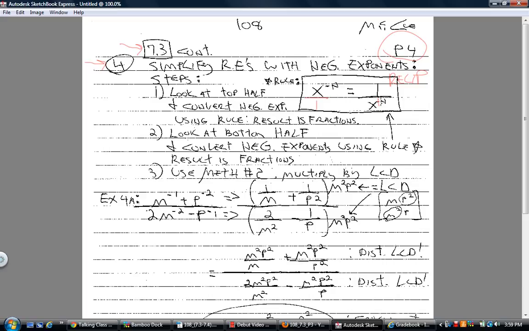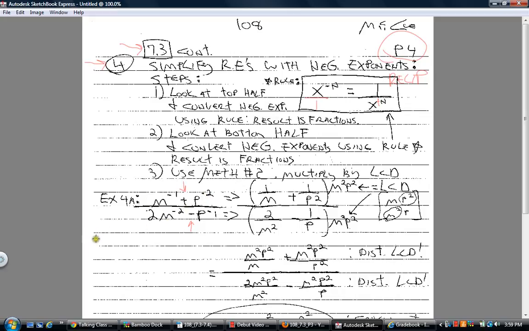Then they try to throw a little zinger at us. You look at example 4a, and your first inclination might be to say, hey, m to the negative 1, take it down to the other half, write the reciprocal. But there's a big difference going on here. You see that plus sign, and you see the minus sign up here. You've got separate terms up in the numerator and down in the denominator.